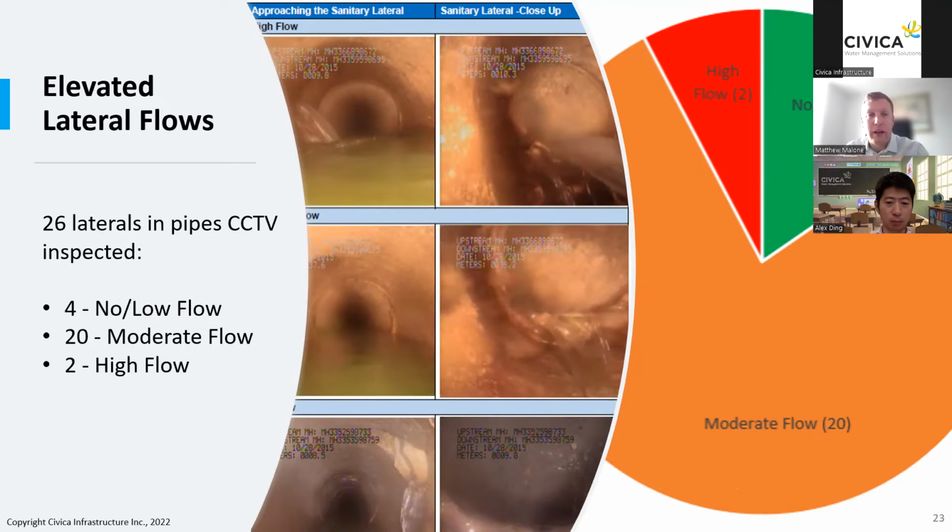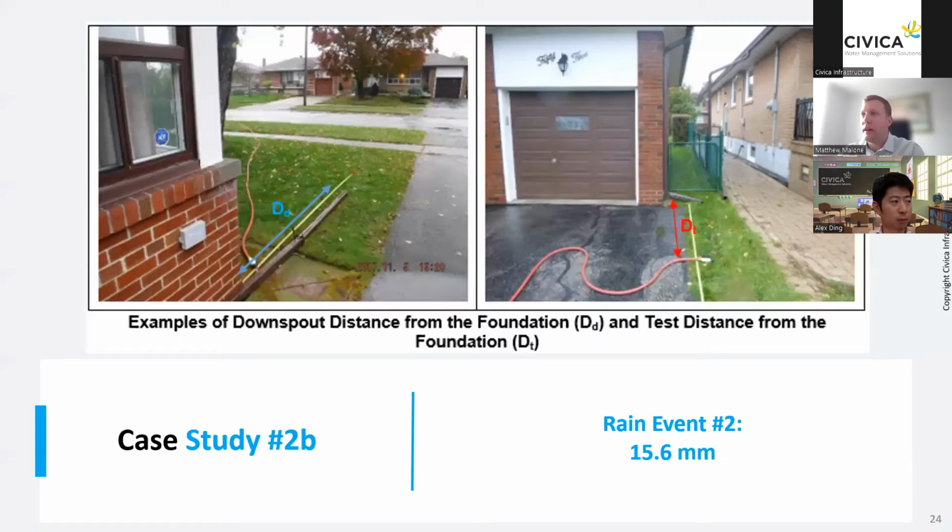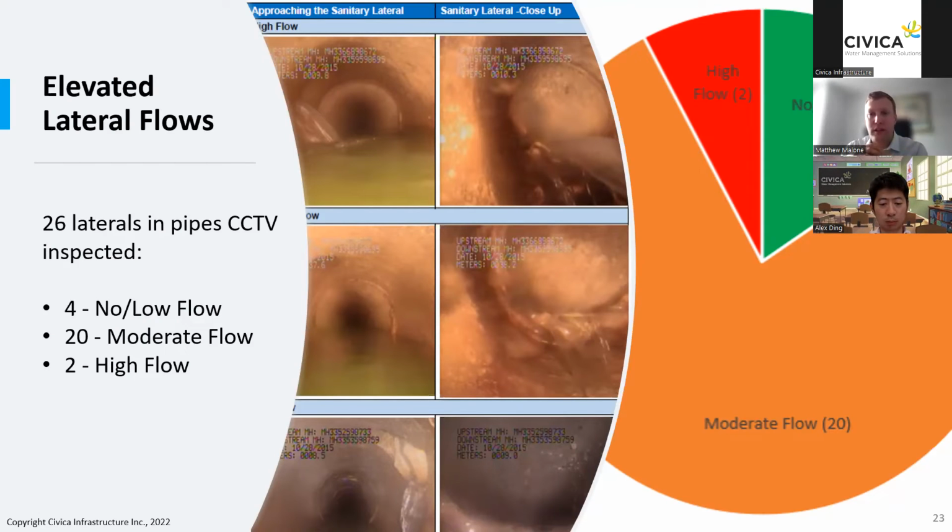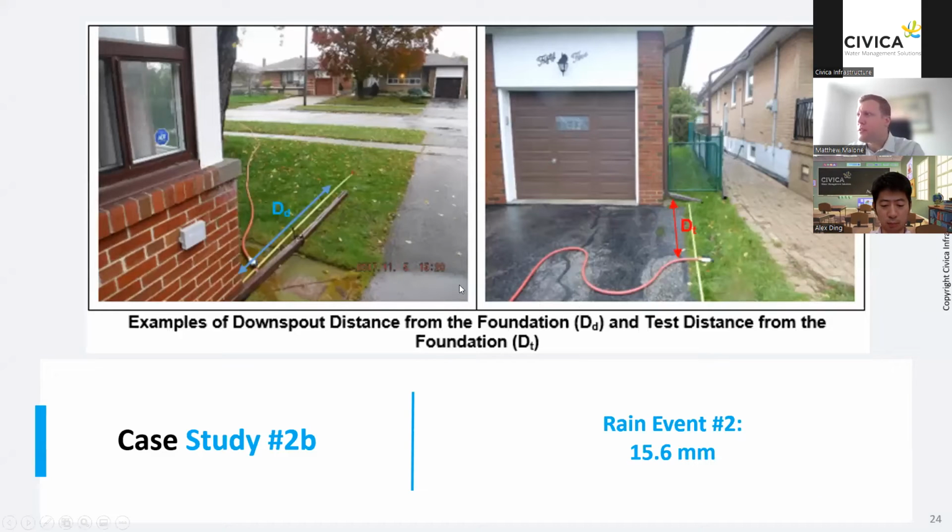And now our next question, which led to the second half of this case study, was, okay, is this I&I getting into the system? Is that from defects within the laterals themselves, or is it coming ultimately from the foundation drains? So then we did this follow-up case study, or this follow-up little project. And this is a much smaller rain event, only 16 millimeters of rain.